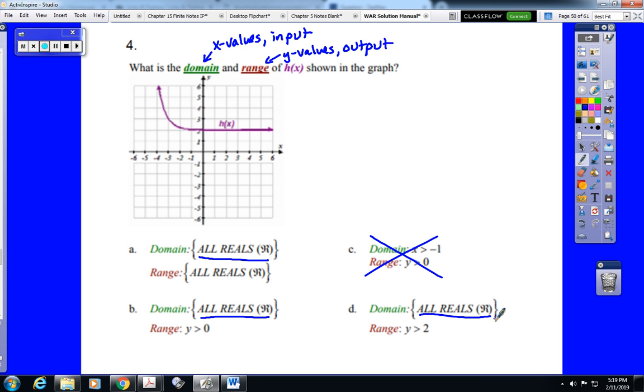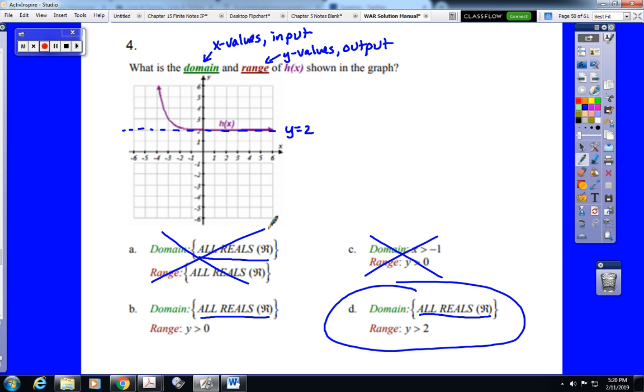Now in terms of the range, you'll notice that h of x never actually goes below the line y equals 2. So when we're looking at range, we go bottom to top and we say, where does the graph exist? Where does the graph not exist? Well, this graph does not exist anywhere below the line y equals 2. It doesn't cross that line. So this would be a range where y is greater than 2. Meaning that A is not correct, B is not correct. The correct answer to this particular question is D.